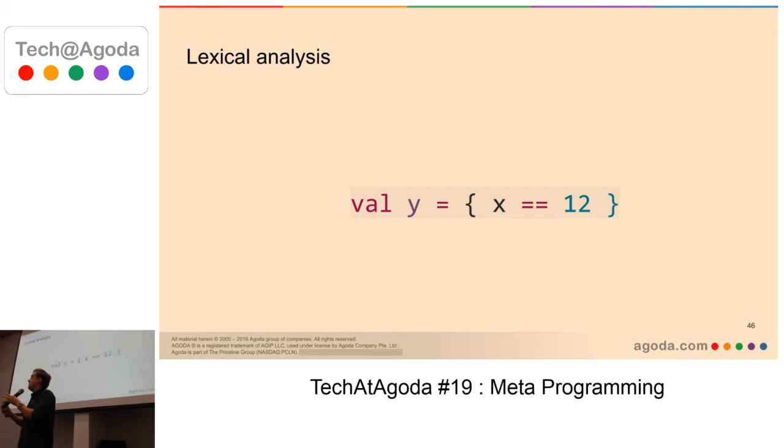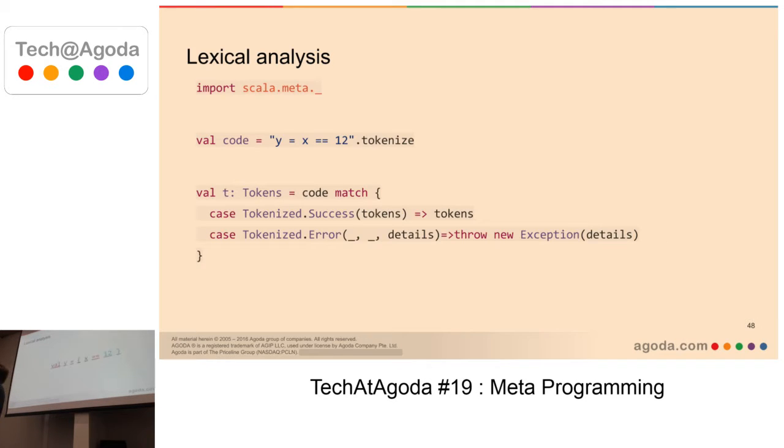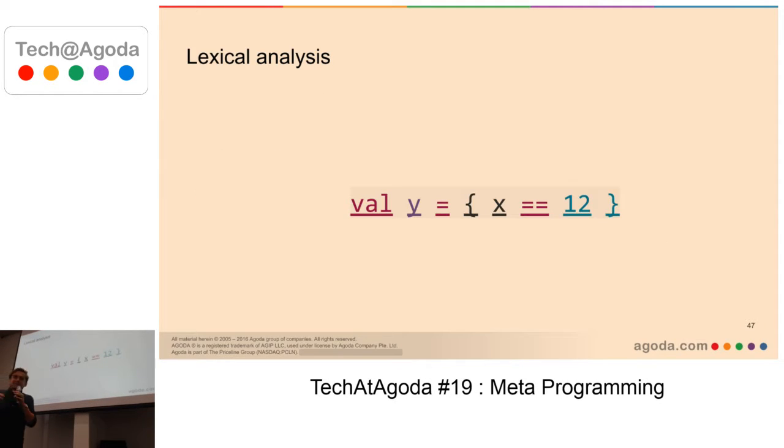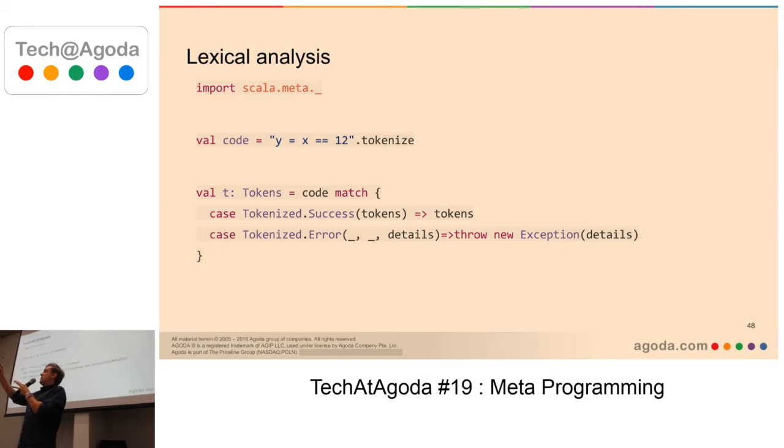So let's look at the example. What will the lexical analyzer do in this case? It will check if val is a keyword, and it is in Scala. It will take the y, the assignment sign, x, the equality sign, and the number 12. It will take it as it is, including the spaces, commas, everything. So at the lexical analysis stage, you are not caring about the correctness of the code, you are just caring about the tokens. And why would you want to care about tokens? This is how you can use it in Scala Meta.